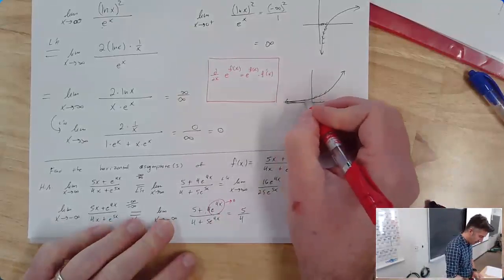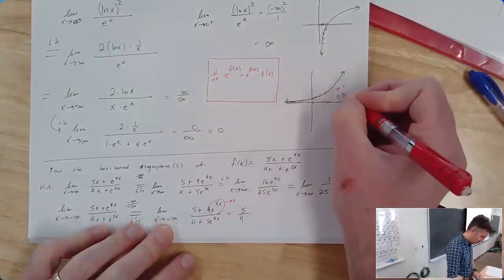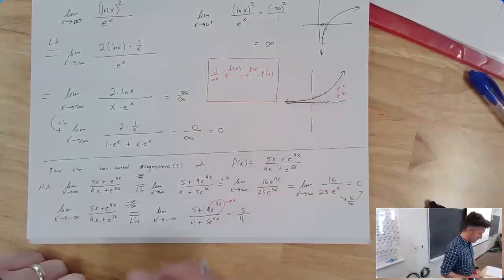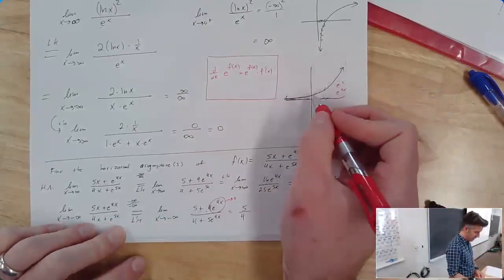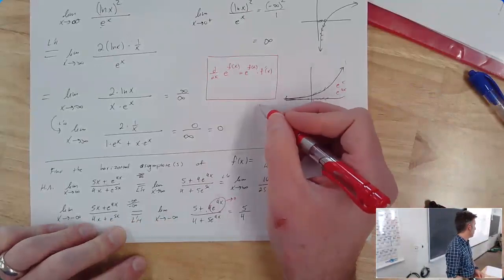Right, here's the graph. Here's e to the x or e to the 4x or whatever you want to think of it as. As you go to infinity, sure, it goes to infinity. As you go to negative infinity, the graph gets smaller and smaller and smaller.